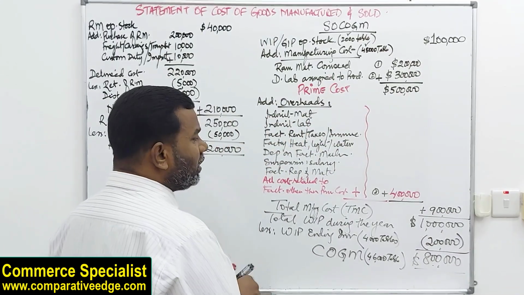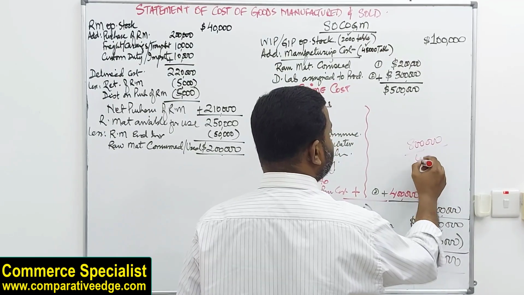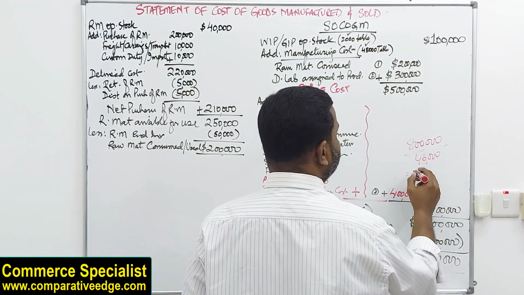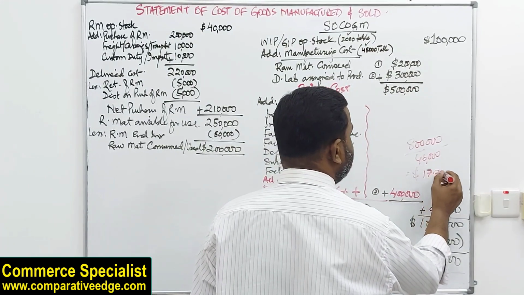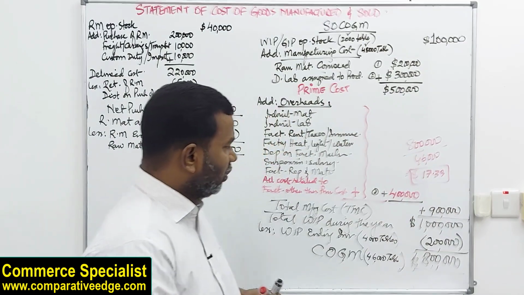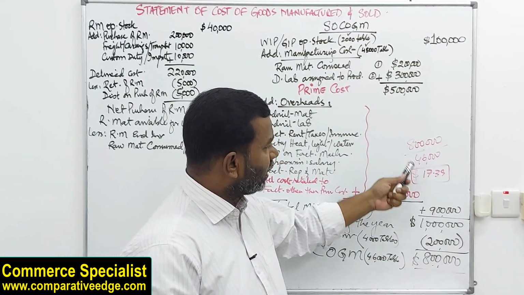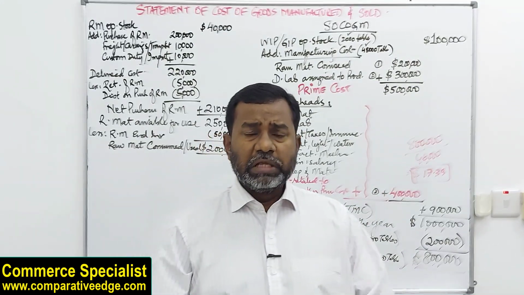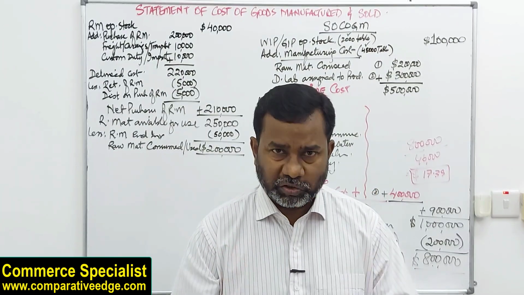So now if you divide this 800,000 by 46,000 tables, it will give you cost per table, which comes to 17.39 for one table. This is your cost of one unit. Cost of all 46,000 tables is 800,000. 800,000 divided by this, you get cost of one table. So guys, this is how we calculate statement of cost of goods manufactured.